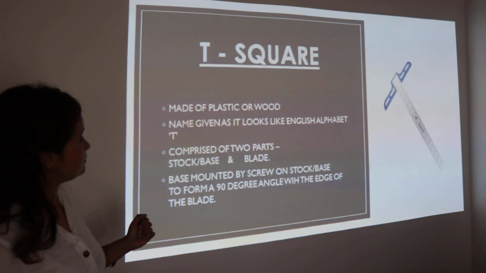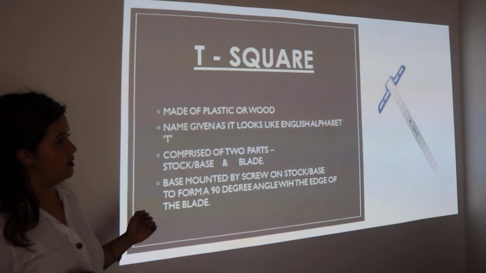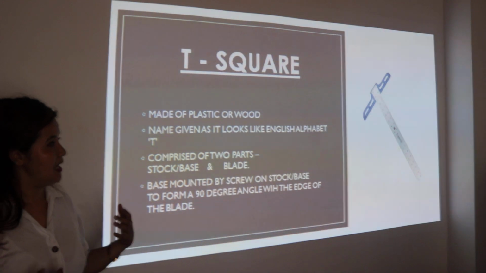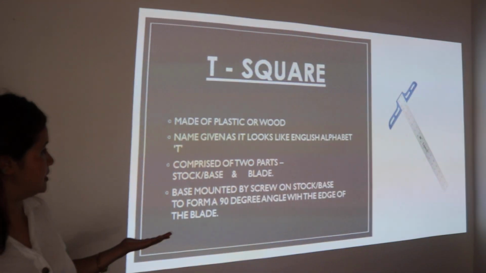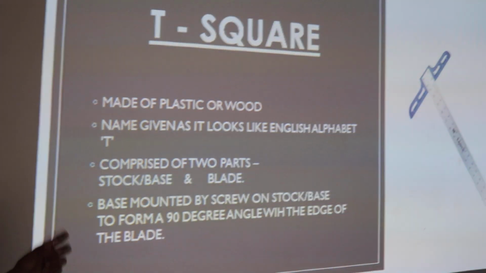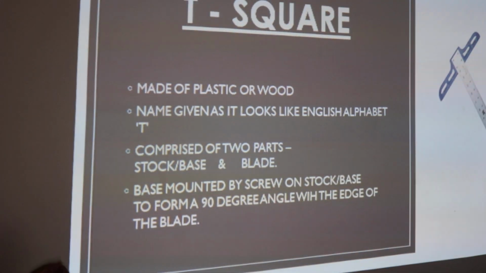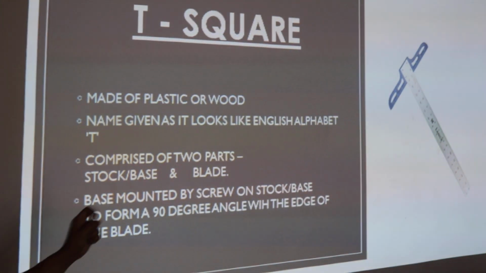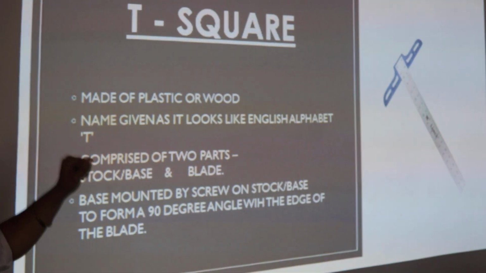Now T-square. You might be thinking, I have already taken the scale, why am I using T-square? Actually, the main motive of T-square is to give a 90-degree angle. You can see in the picture that there are two parts of the T-square.